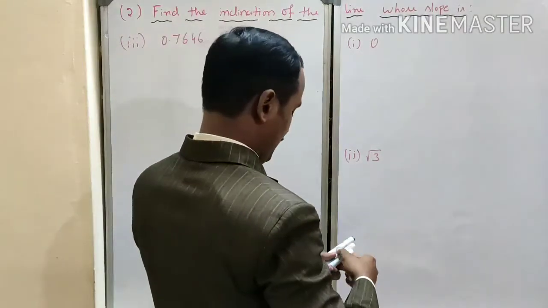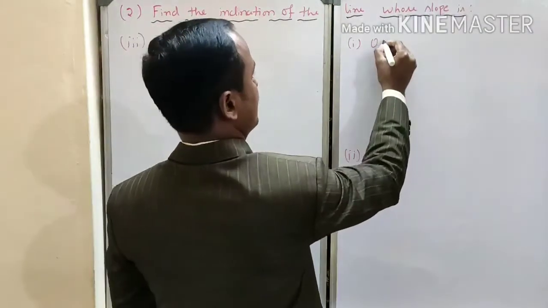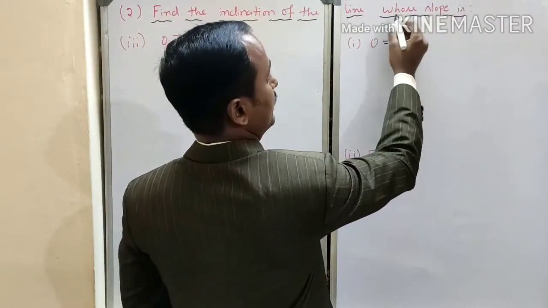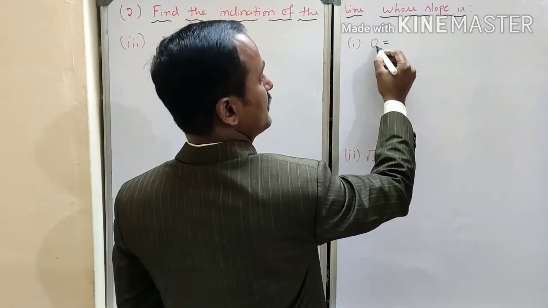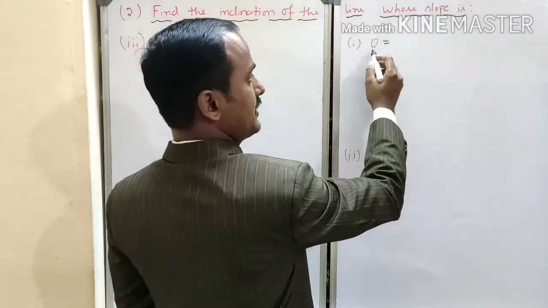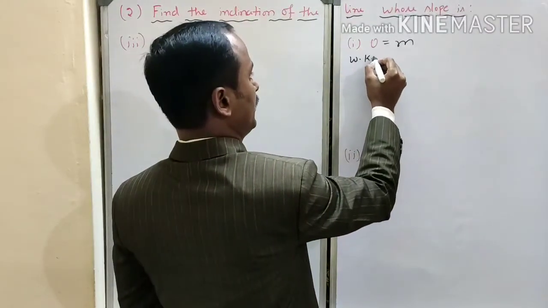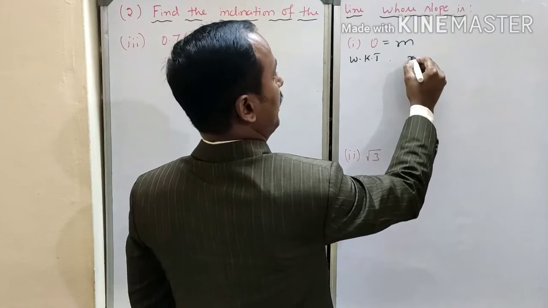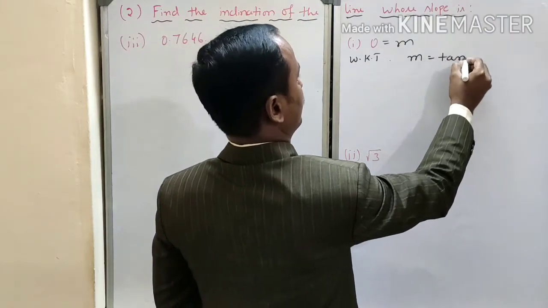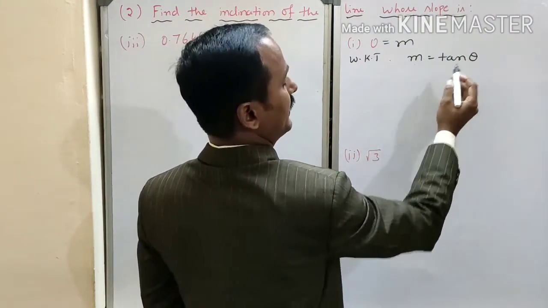Look here, dear children. Given this first point, whose slope is this? The slope value is 0; this is the slope value m. We know that m is equal to tan theta. This is the relation between slope and inclination.